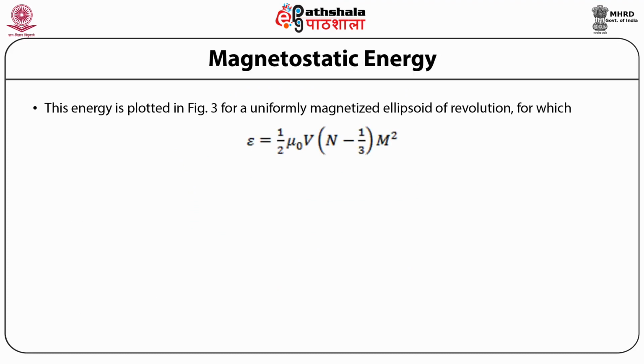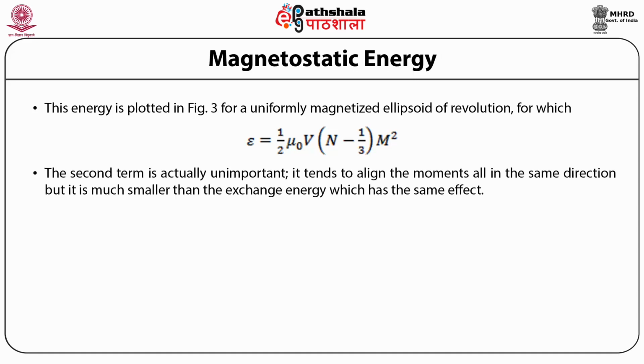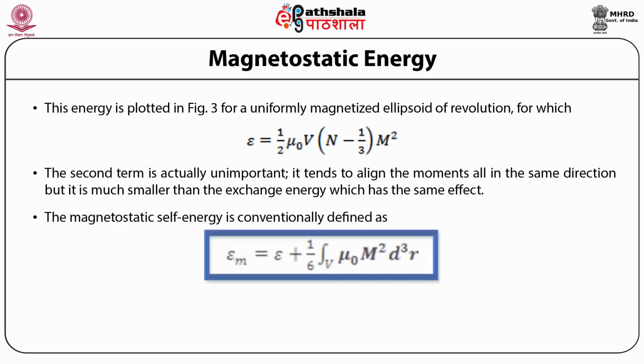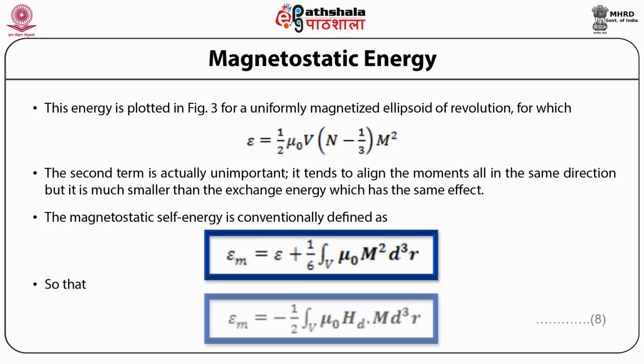This energy is plotted in figure 3 for a uniformly magnetized ellipsoid of revolution, for which epsilon is equal to half mu 0 V into (N minus 1 by 3) into M square. The second term is actually unimportant. It tends to align the moments all in the same direction, but it is much smaller than the exchange energy, which has the same effect. The magnetostatic self-energy is conventionally defined as epsilon m is equal to epsilon plus the integral of 1 by 6 mu 0 M square d cube r, so that epsilon m is equal to minus half the integral over volume of mu 0 Hd dot M d cube r.